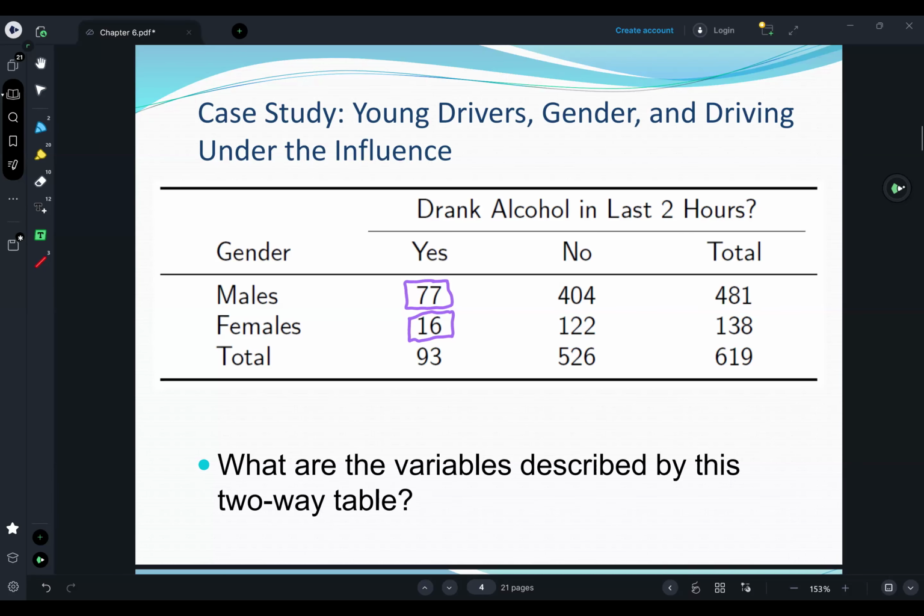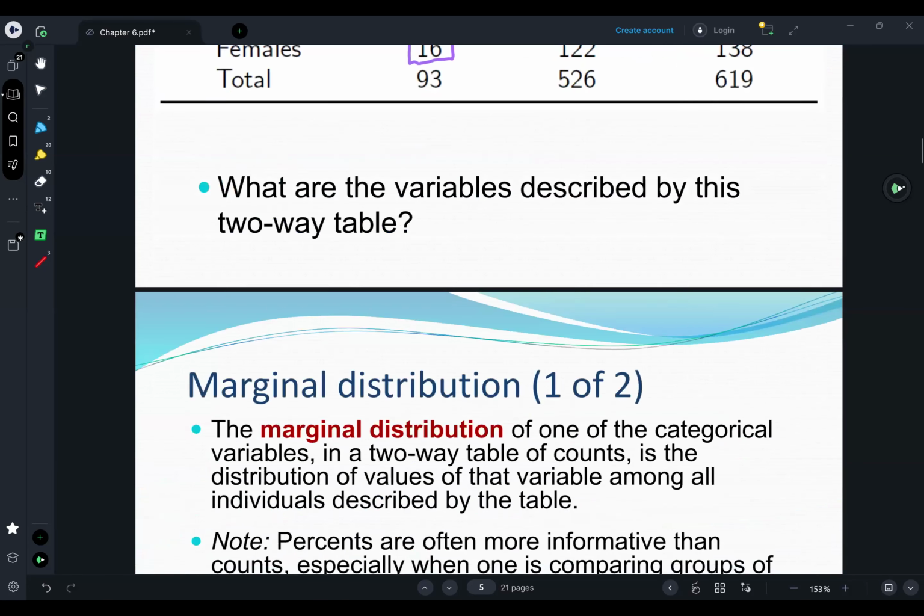If there was male, female, other, there would be 3. Each of those is called a level. So gender has, in this case, 2 levels, whereas drank alcohol in the last 2 hours also has 2 levels. But there could have been 3. It could have been yes, no, maybe against male, female, other. It could have been 3 levels by 3 levels. But because we have 2 and 2, this is 2 levels for each categorical variable. But they can be larger.